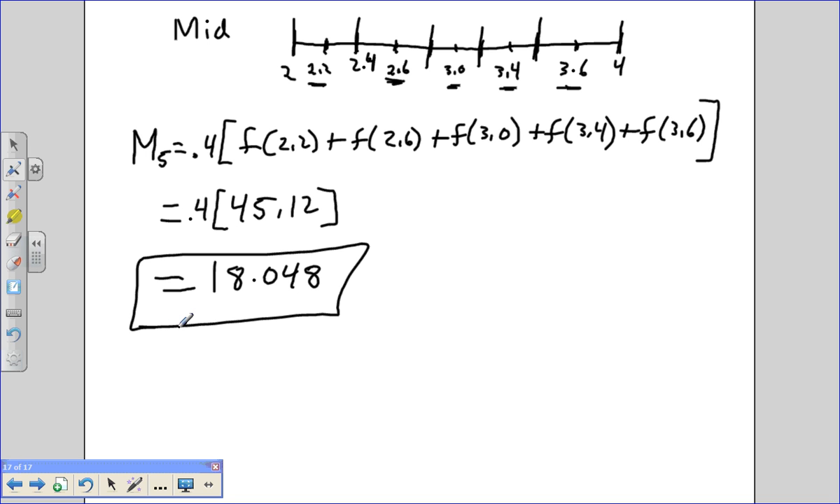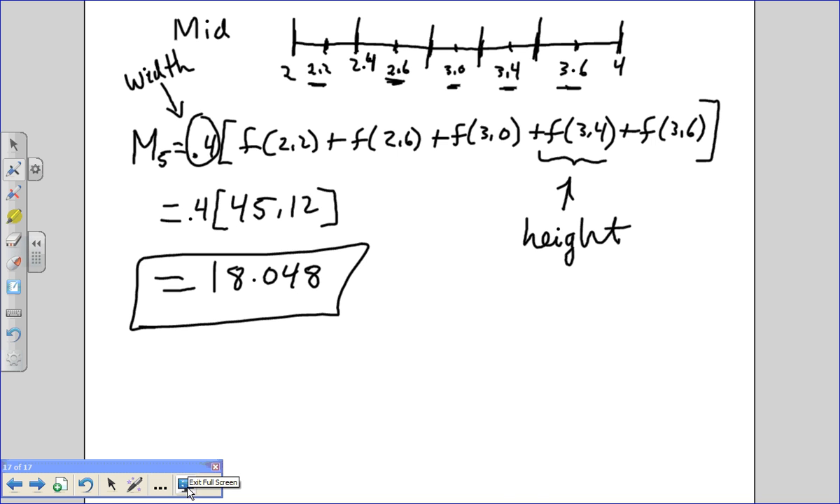But all of the problems essentially work the same way. You find your interval, you chop it up into the appropriate number of pieces, you find the x values that you want, you find the heights. Each one of these function values, these are all height. And the 0.4, that's your width. And you're just adding up rectangles: height times width plus height times width plus height times width. And then you get your estimate. That concludes this section.